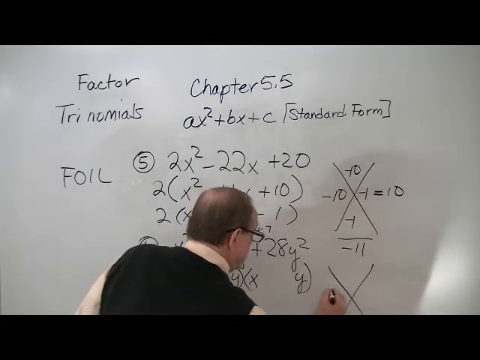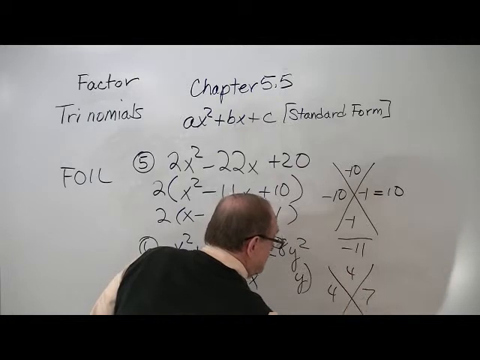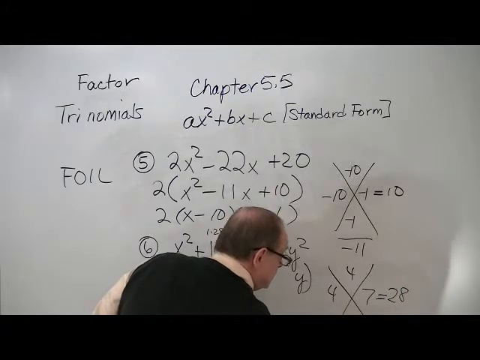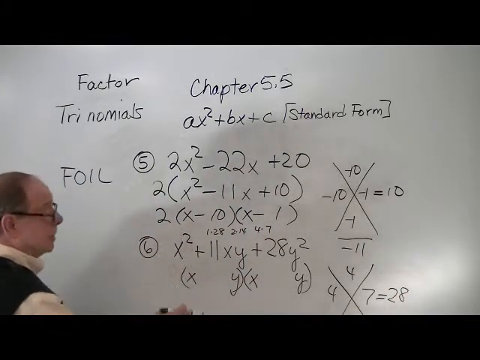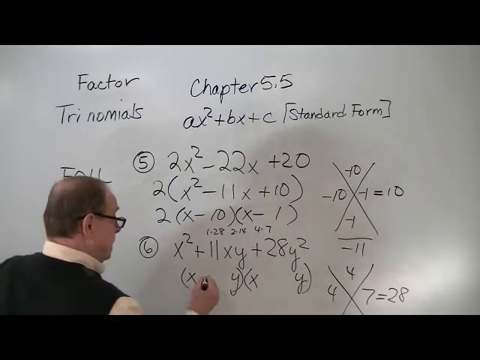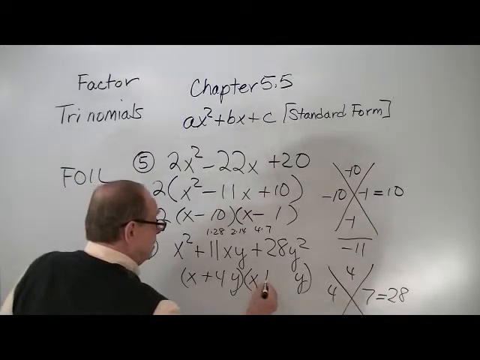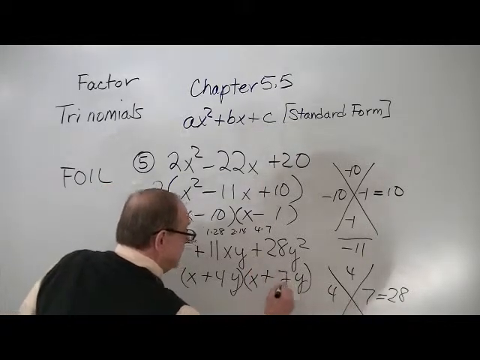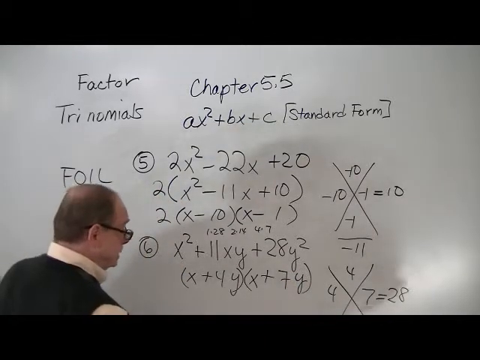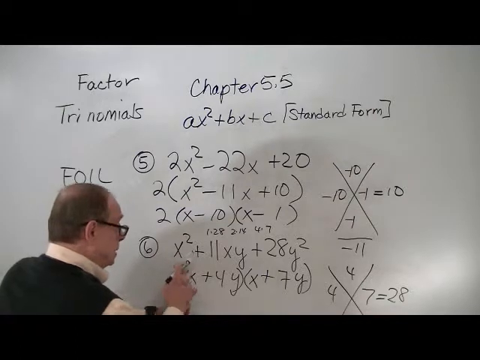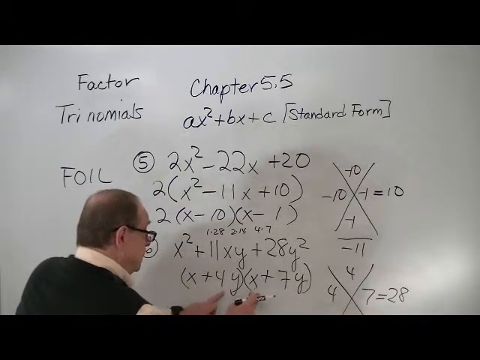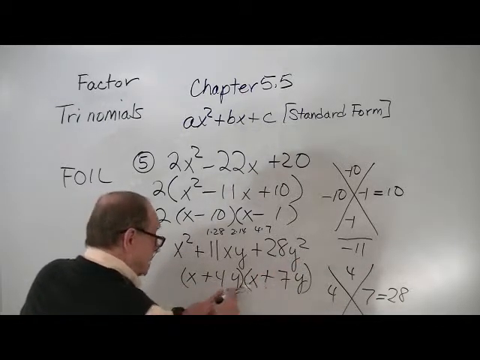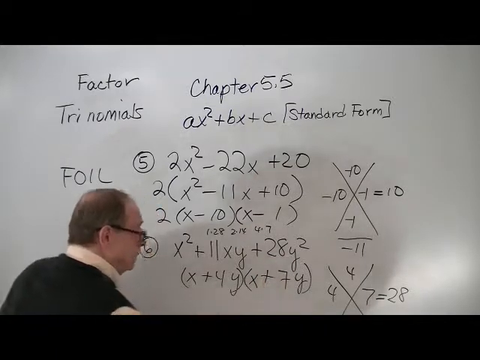So 4 times 7, a 4 and a 7. 4 times 7 is 28, and it adds up to an 11. So that's our solution. We're going to put a plus 4 and a plus 7. Let's get that right. Sorry about that. Okay, so you check it. x times x is x squared. Outers are 7x. Inners are 4x. Add up to 11. And then the product for our last term, and don't forget the y's, 28y squared.